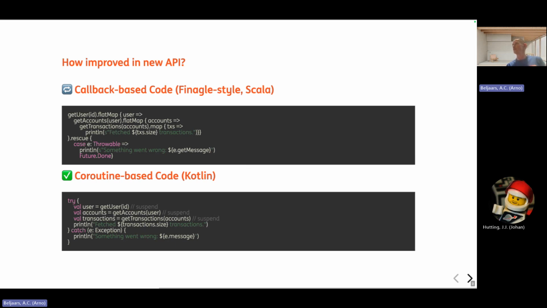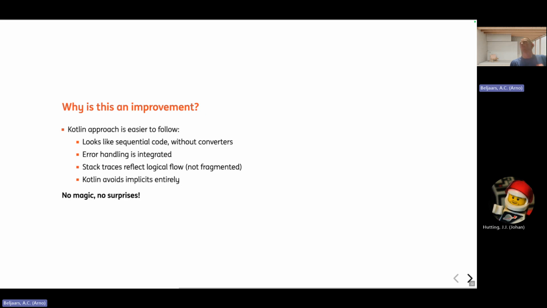I read an analogy that the Scala way is a bit like reading sentences that are hidden in boxes. When you want to read everything, you need to unwrap each box. And the Kotlin way is more that each sentence is nicely written on one page, so you don't need to unwrap anything. So why is this important? In my opinion, Kotlin is much easier to follow. It looks like sequential code, and it's also good for error handling and debugging purposes, because it's all nicely integrated. And you don't have all these implicits like Scala has. So we have less magic, less surprises. Similar to Ktor, probably.